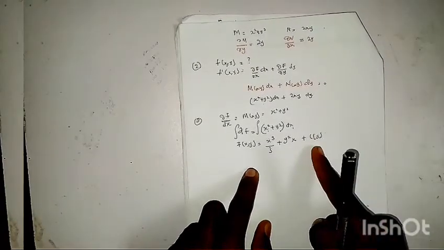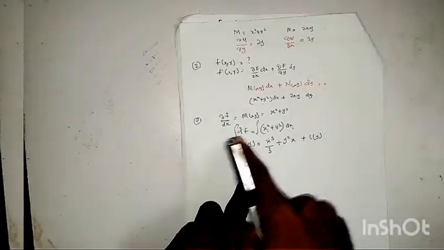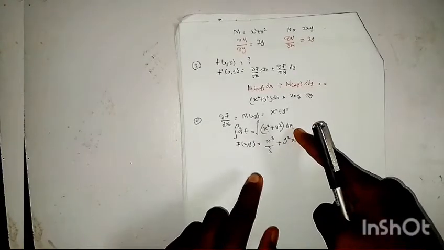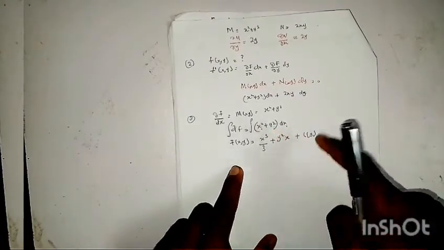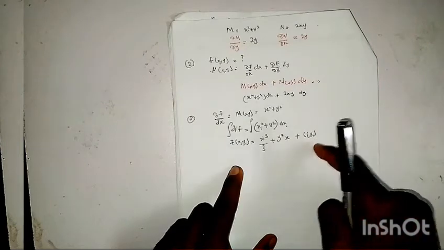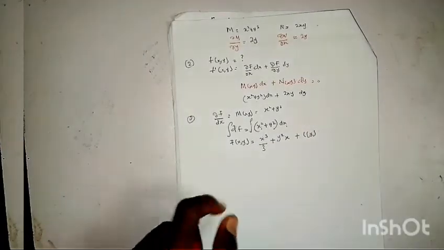Why is c a function of y? Because we are integrating this particular function with respect to x. So integrating this particular implicit function with respect to x will make this constant you have to get to be a function of y. Now, we move on.